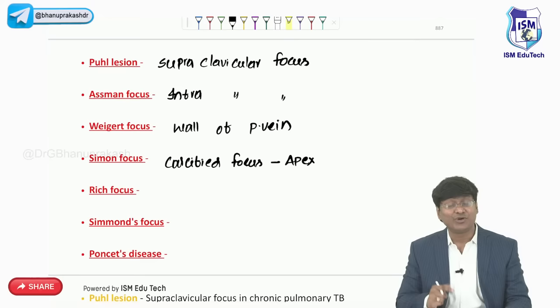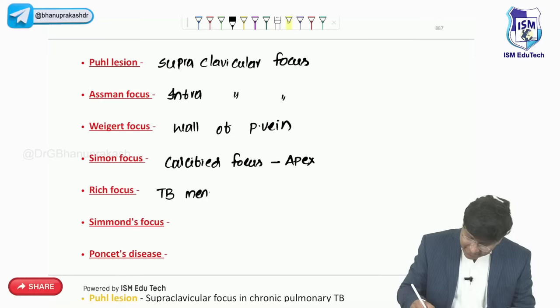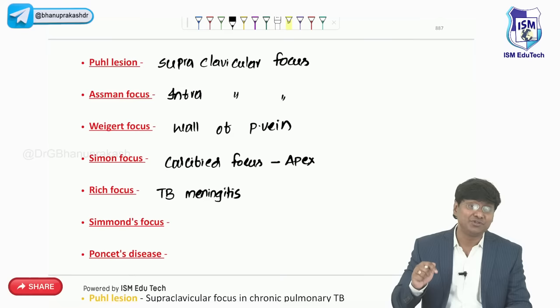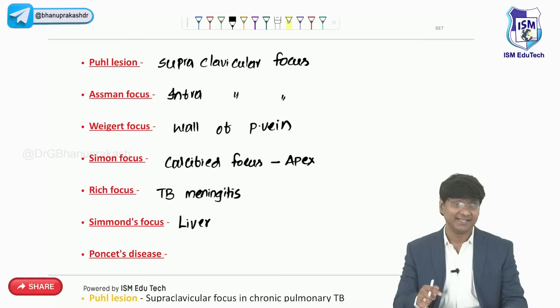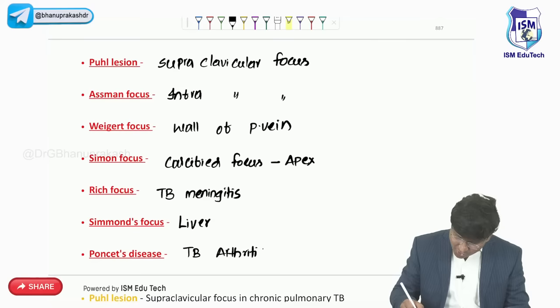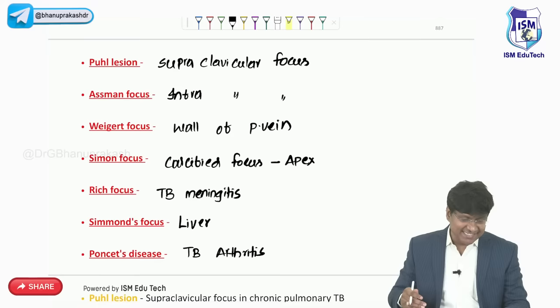And what is Rich focus? It is the tubercular focus within the meninges. That is tubercular meningitis. And what is the name of the tubercular focus in the liver? That is called Simon's focus, a tubercular focus in the liver. And what is the name of the focus in the joints? That is called Pott's disease. So, these are the various foci in case of tuberculosis.